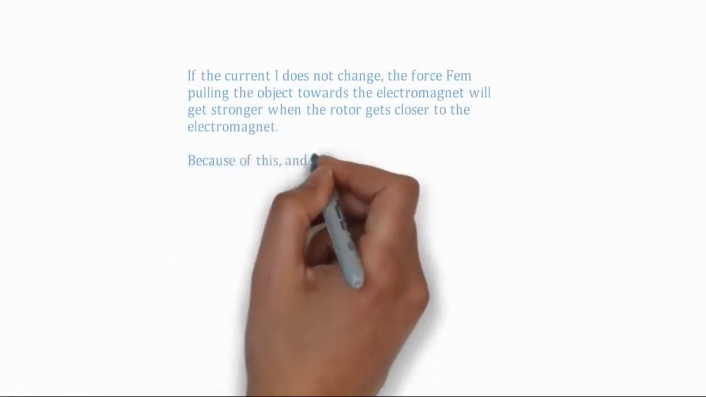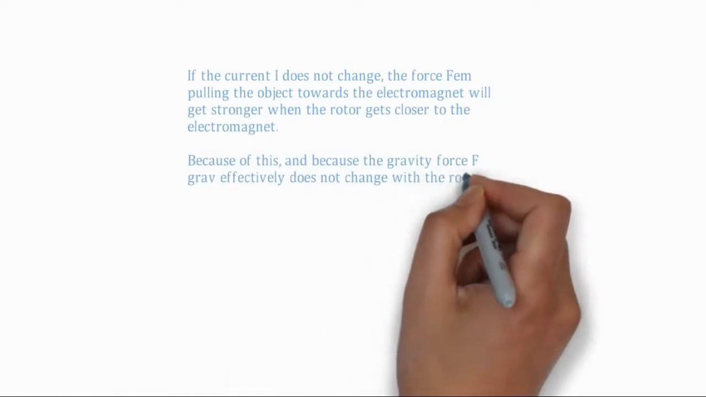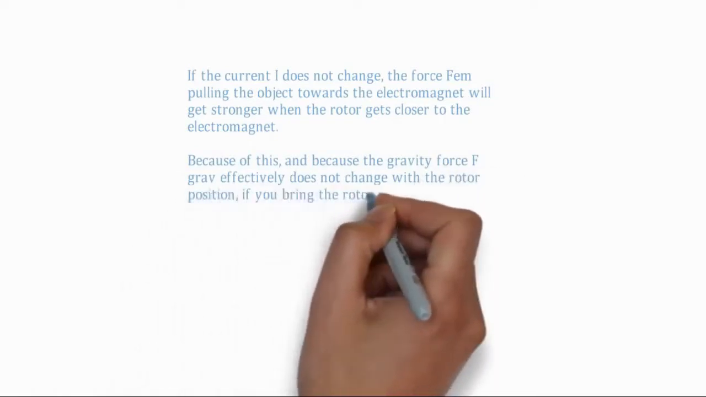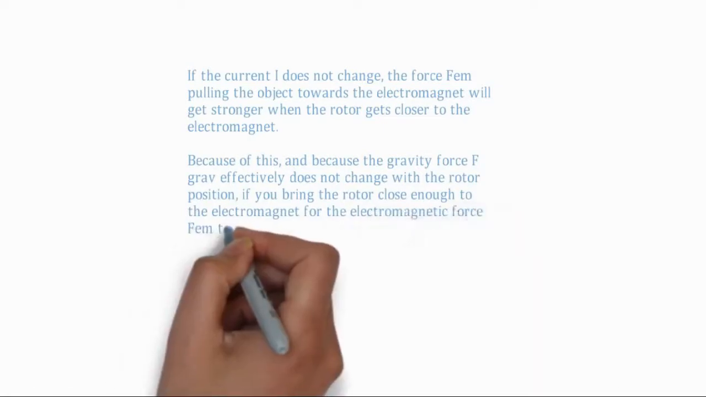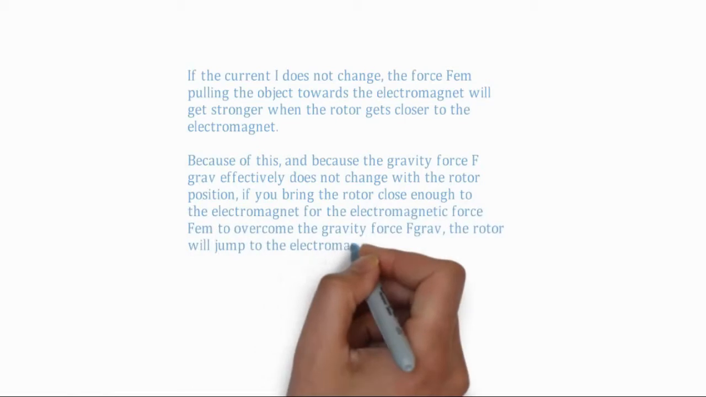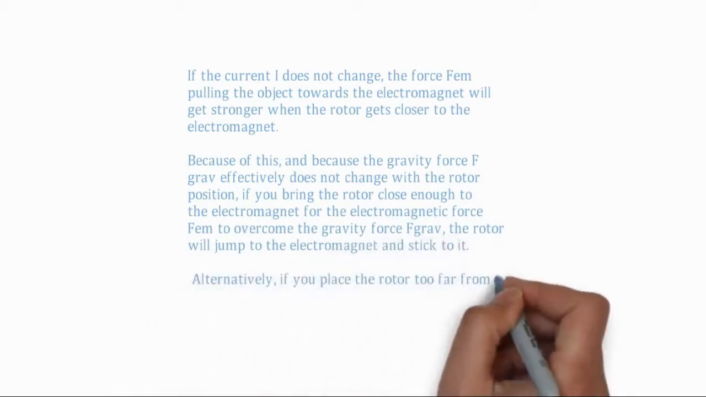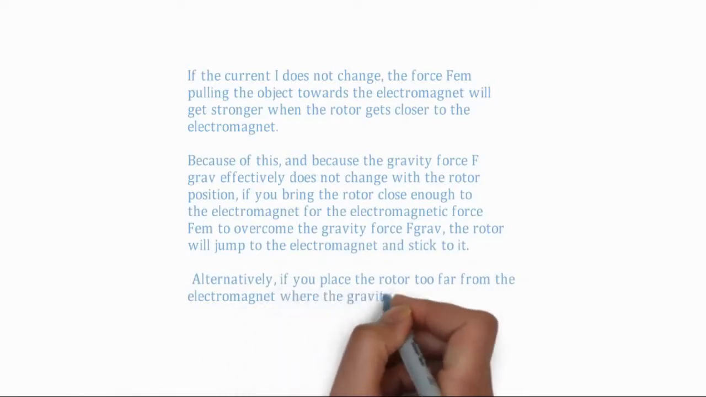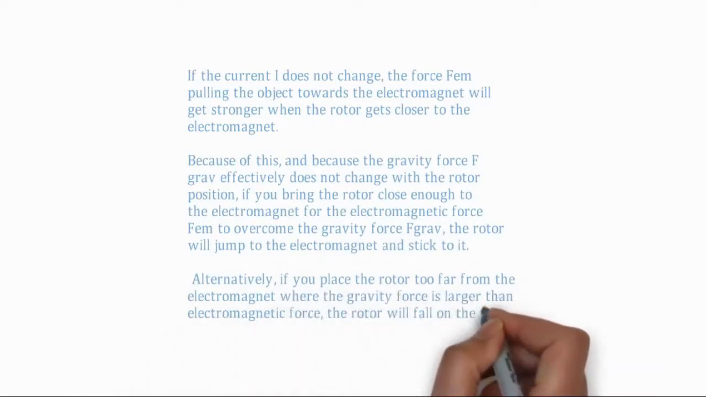Because of this, and because the gravity force effectively does not change with the rotor position, if you bring the rotor close enough to the electromagnet for the electromagnetic force to overcome the gravity force, the rotor will jump to the electromagnet and stick to it. Alternatively, if you place the rotor too far from the electromagnet, where the gravity force is larger than electromagnetic force, the rotor will fall on the floor.